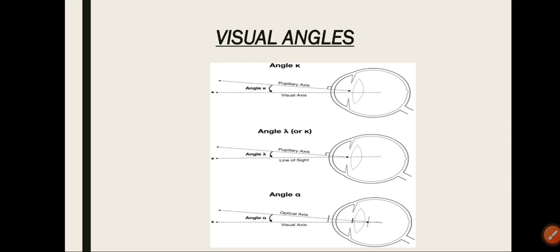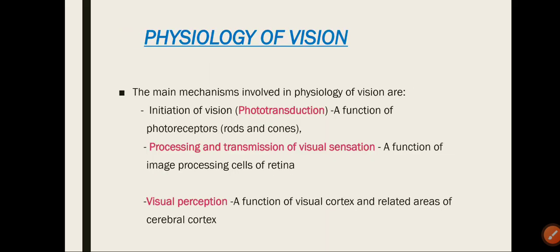So now we enter into the physiology of vision. The main mechanisms involved in the physiology of vision are initiation of vision, that is phototransduction, a function of the photoreceptors, rods and cones; processing and transmission of the visual sensation, a function of the image processing cells of the retina; and visual perception, a function of the visual cortex and related areas of the cerebral cortex.